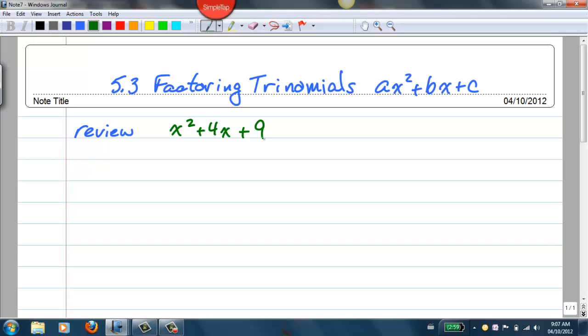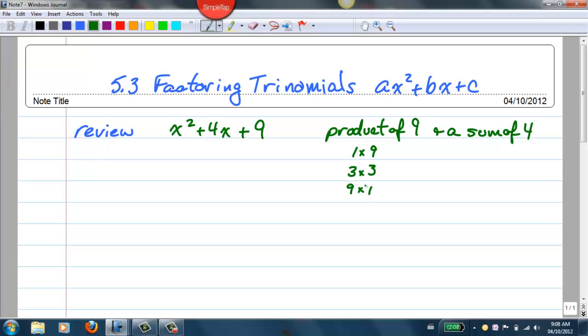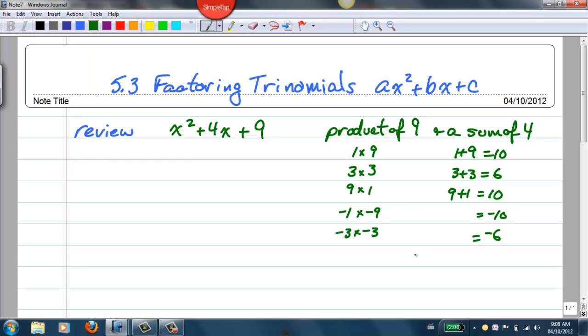So something like x squared plus 4x plus 9. We're looking for two numbers that have a product of 9 and a sum of 4. So we make a list of all the products of 9, or all the factors of 9. So 1 times 9, 3 times 3. I could go 9 times 1, but that's the same thing as 1 times 9. So then I take those numbers and I add them. So 1 and 9 is 10, 3 and 3 is 6, looking for something that adds to 4. If I can't find a sum of 4, then that means the trinomial cannot be factored.